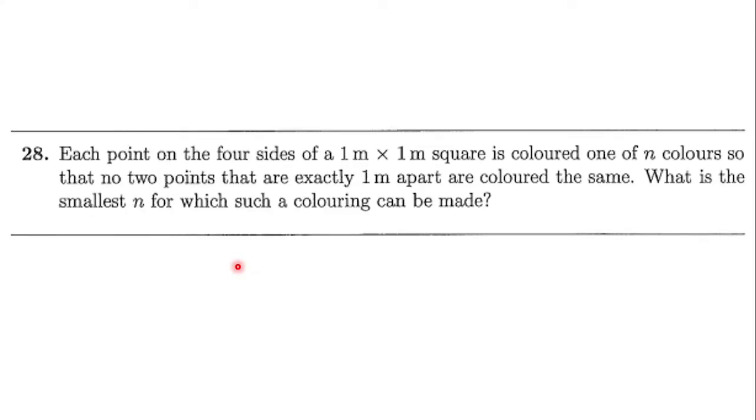Question 28. Each point on the 4 sides of a 1 by 1 meter square is colored one of n colors, so that no points exactly 1 meter apart are colored the same. What is the smallest n for which such a coloring can be made?